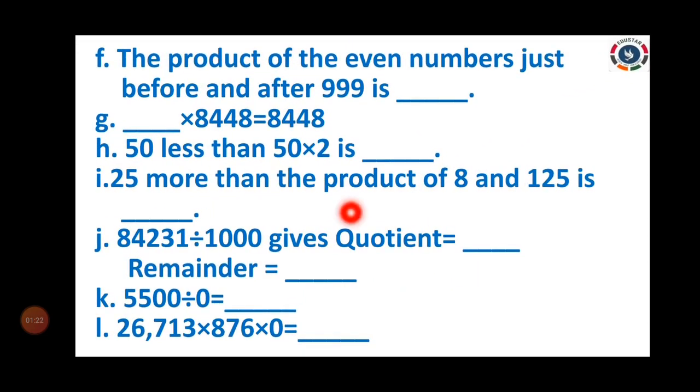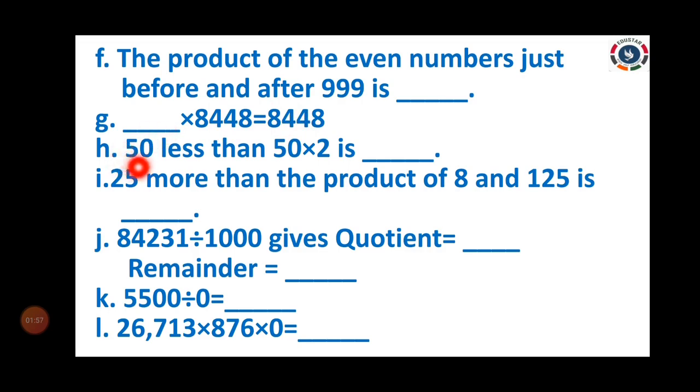Then F. The product of the even numbers just before and after number 999. What is the number before 999? That value. And what will come after 999? That value, you will multiply. You will write the answer in the dash. Then G. Dash into 8448 is equal to 8448. So what you multiply by the number, you will get the same number, I mean the number itself. So think and write it here.